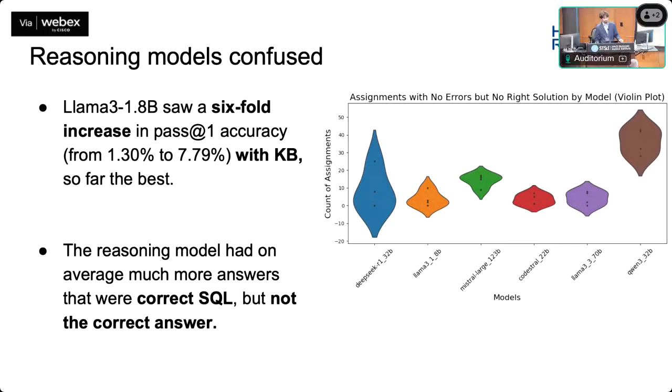And some other interesting things are that the smaller models had a much higher increase in accuracy, and also that large reasoning models had a very high number of queries where the syntax was correct, but the answer that they got was incorrect. So they understood the database schema, but they did not understand the astronomical question.